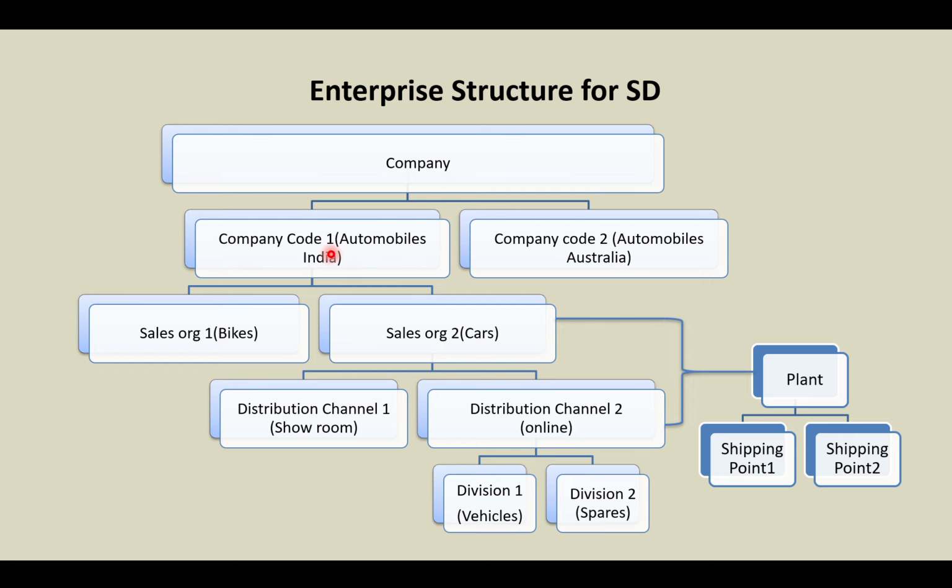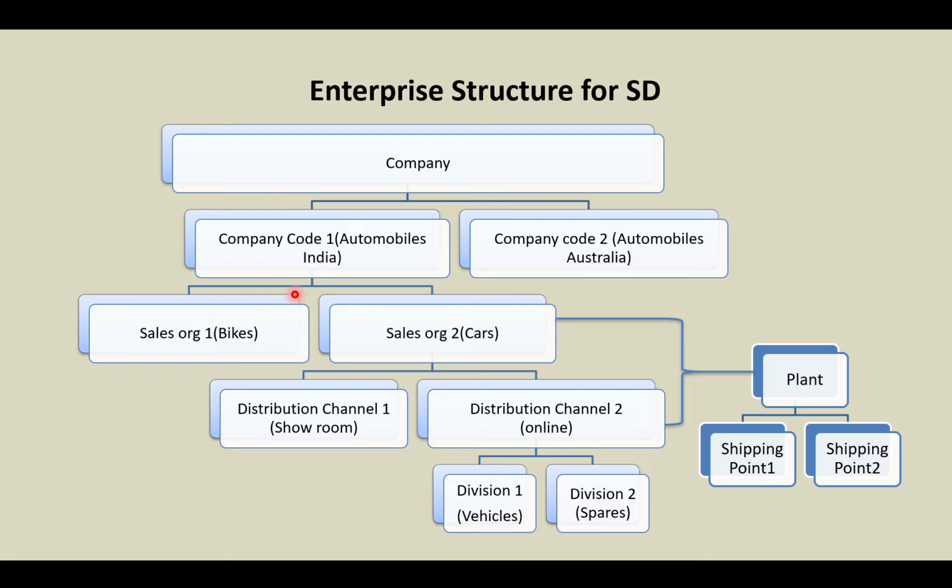Company codes will be defined under the company. Under one company we will have multiple company codes, company code 1 and company code 2. Under each company code we will be having sales organization and distribution channel. Say this is a group of companies where I will sell automobiles, like in India. Each company code will represent a country: this is the Indian entity and this is the Australian entity.